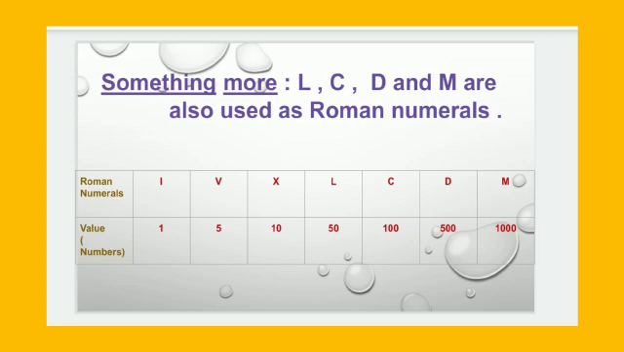Now I stands for 1, V stands for 5, X stands for 10, L stands for 50, C stands for 100, D stands for 500, M stands for 1000. That means the value of I is 1, value of V is 5, value of X is 10, value of L is 50, value of C is 100, value of D is 500, and value of M is 1000. Understand, students?